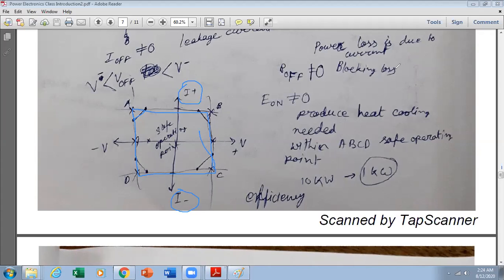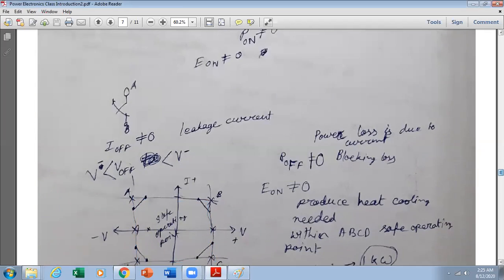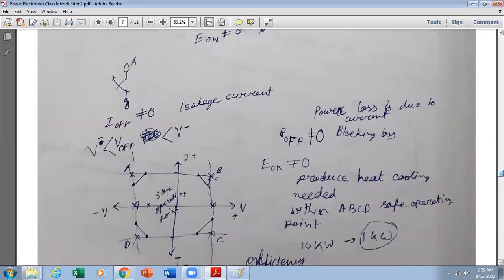power, this blocking loss or the conduction loss, basically power loss depends mainly on current. So just a minute.